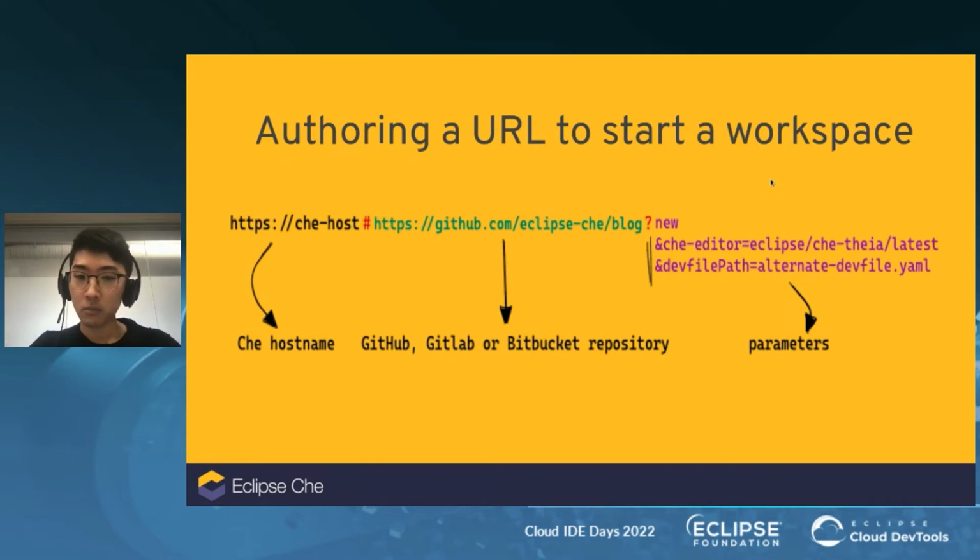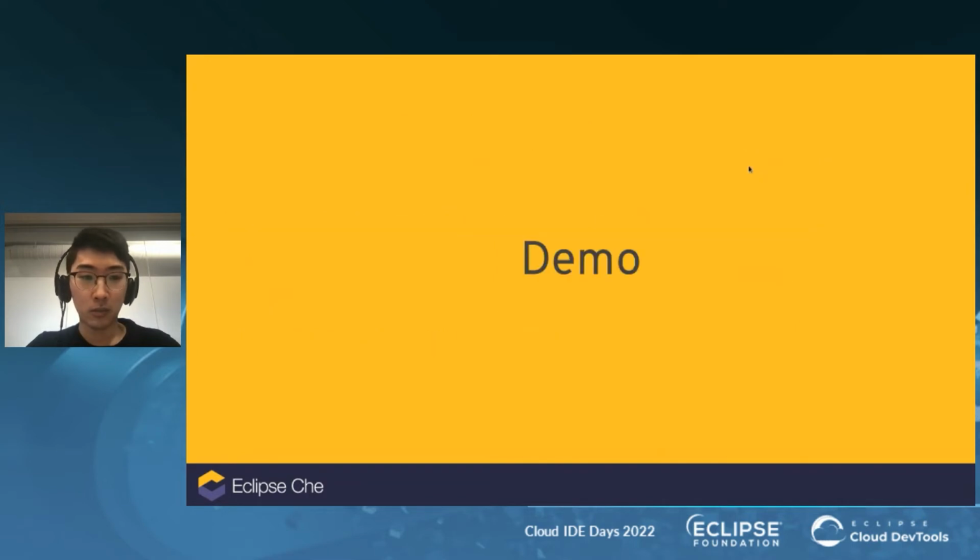You can also provide a Devfile path, as we see in the slide, if you want to provide an alternate path to your Devfile within your project hierarchy. And other parameters are all defined in the Che documentation, and we'll see links to that in the last slide for today. So next, I will do a demo for this portion.